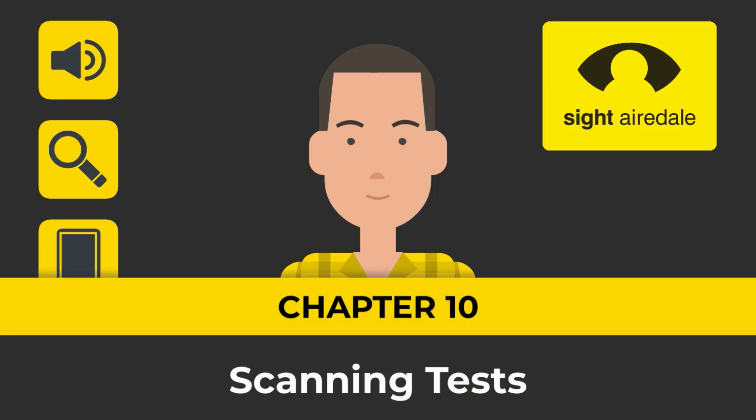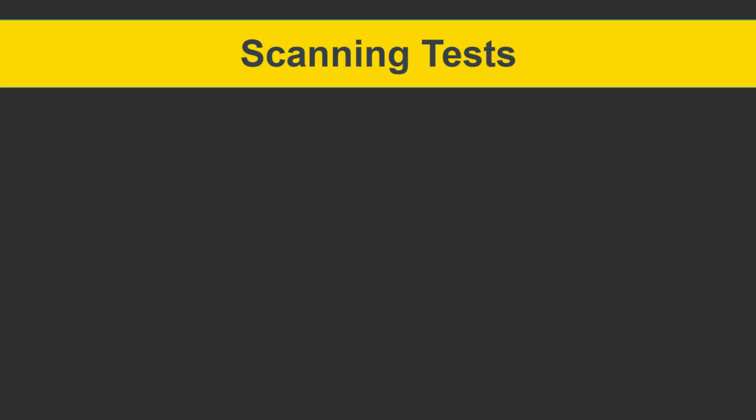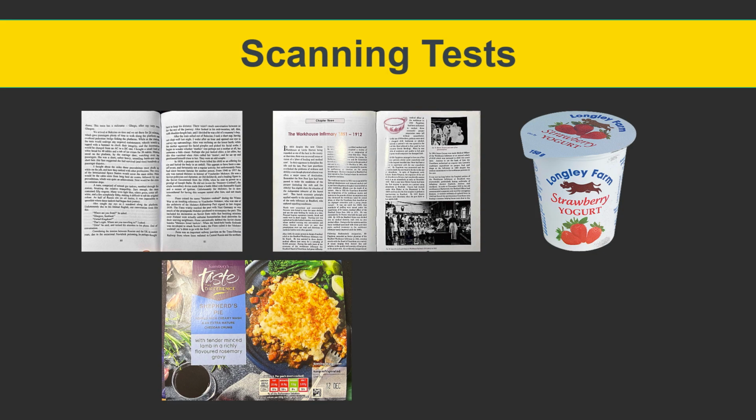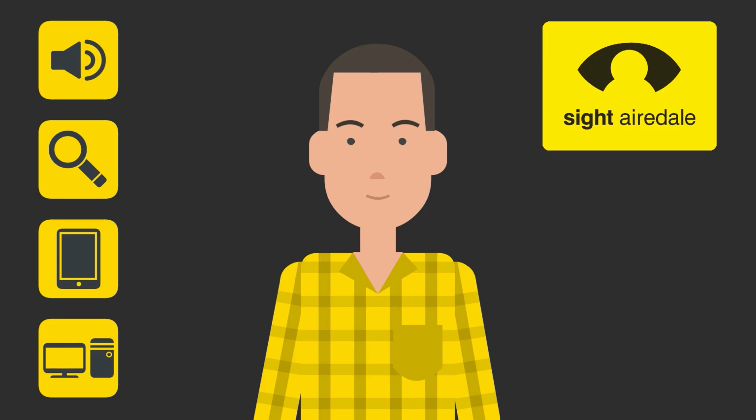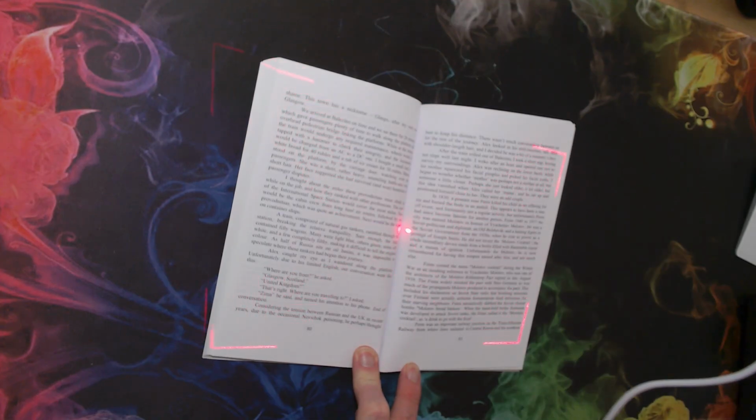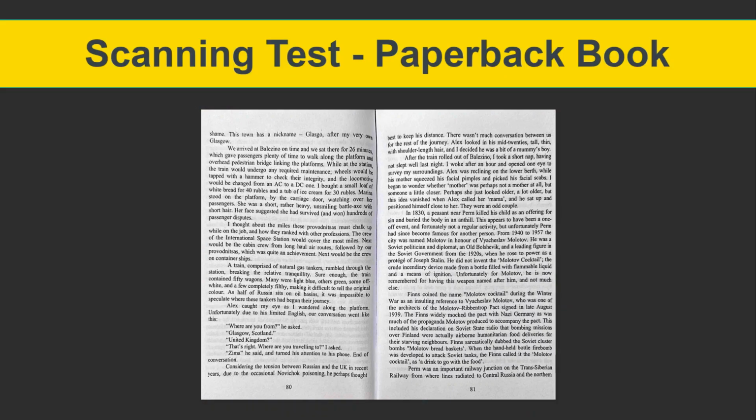Now let's see how the OrCam handles different objects. So to do this, I scanned a paperback book, a hardback book, a yogurt pot, a ready meal, and a computer screen. So let's start off with the paperback book. I scanned both pages of the book at the same time. Shame. This tab has a nickname, Alaska, after my very own Glasgow. And the OrCam had no problems reading both of these, despite the book having quite small text.